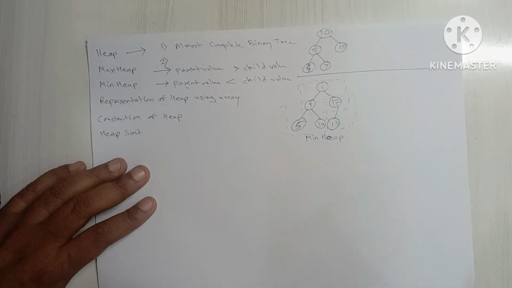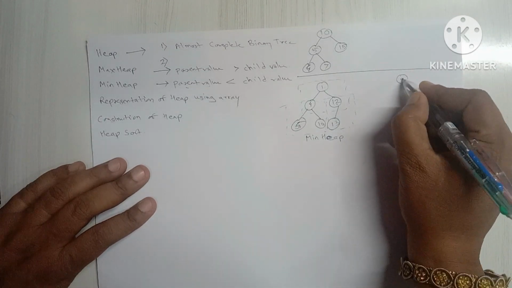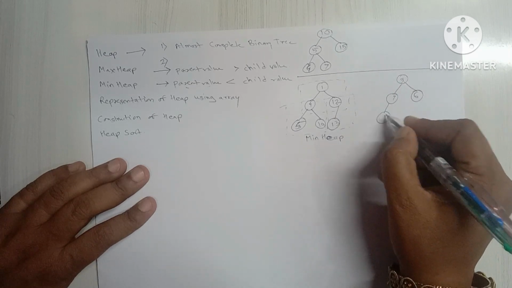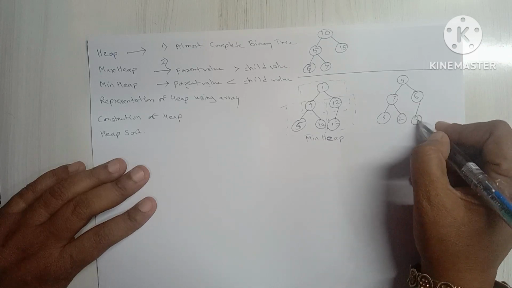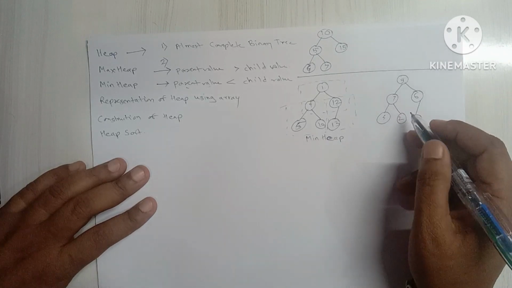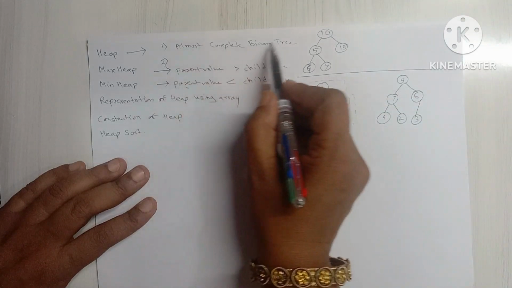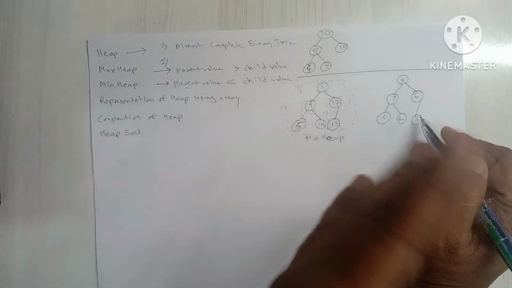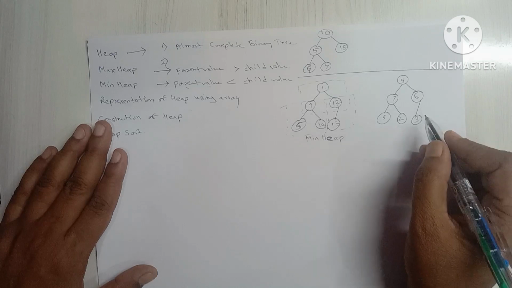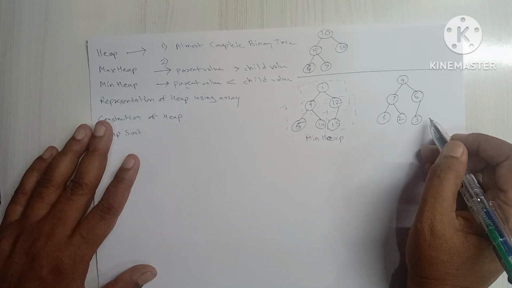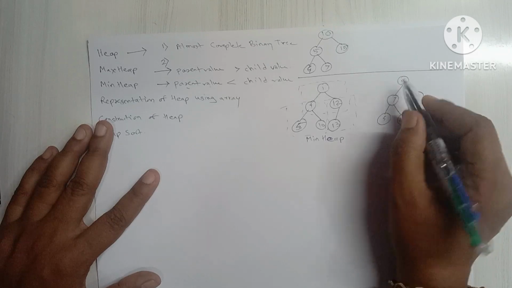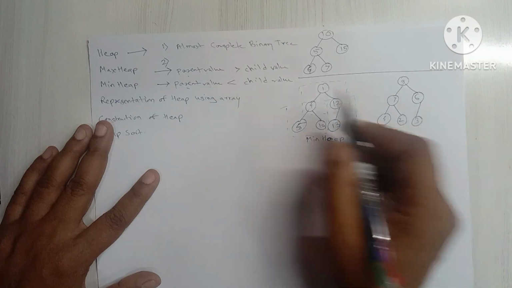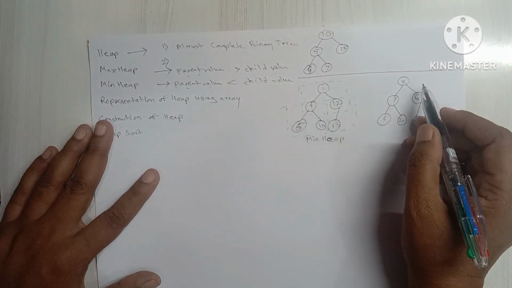Now let's take the example of a max heap. Suppose here is 9, then 7, 6, 4, 2, and here is 3. So check whether it is a max heap or not. First of all we need to check whether it is an almost complete binary tree or not. Yes, it is an almost complete binary tree because each node has at most two children and levels are filled from left to right. Next thing we need to check is the max heap property. Max heap property is parent value is greater than its children's value.